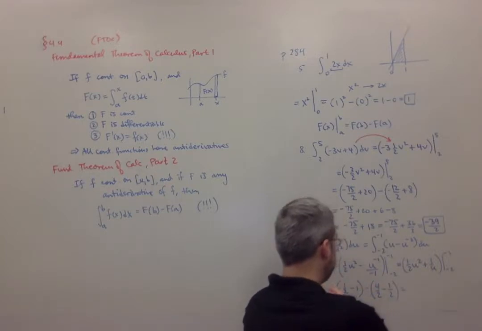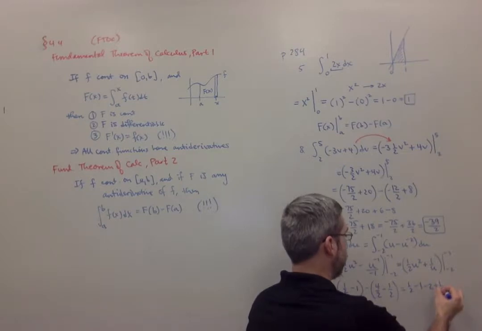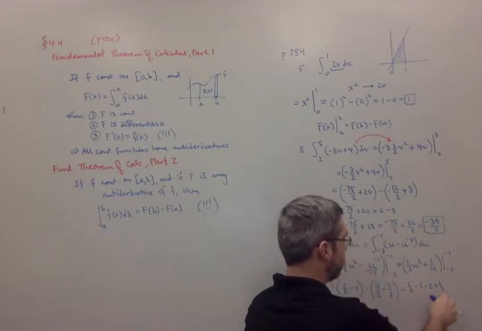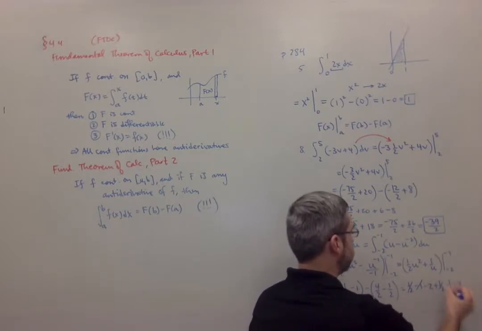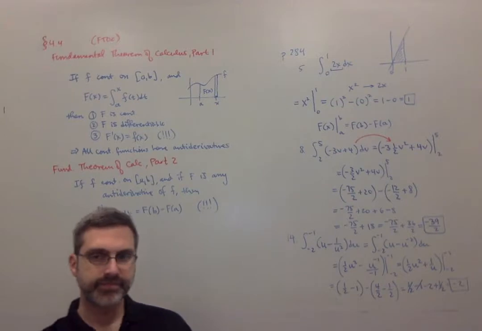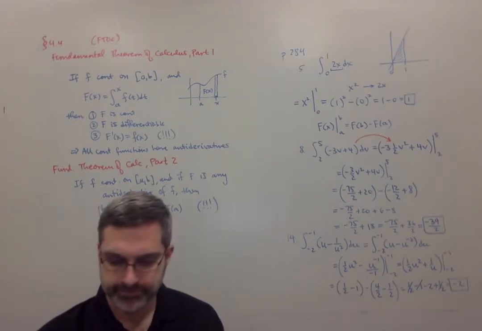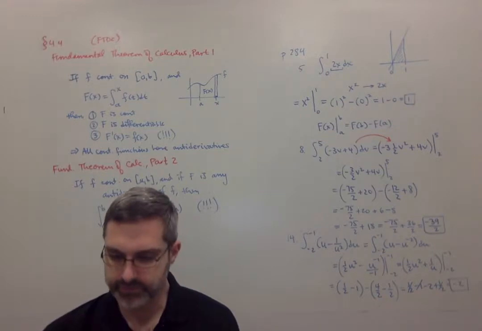All right, so I've got 1/2 minus 1 minus 2 plus 1/2. So 1/2 plus 1/2 is 1, minus 1. Those cancel each other, and the result is minus 2. That is my answer. Okay. Good.